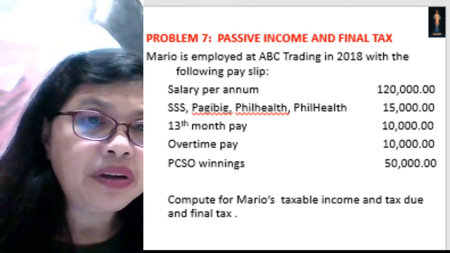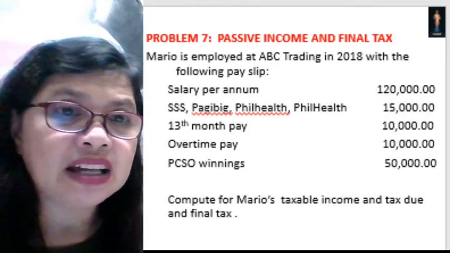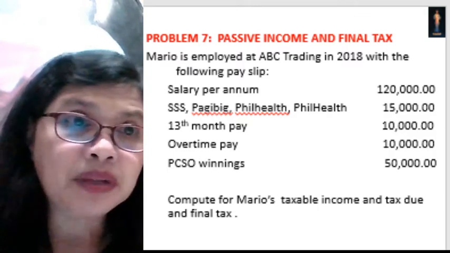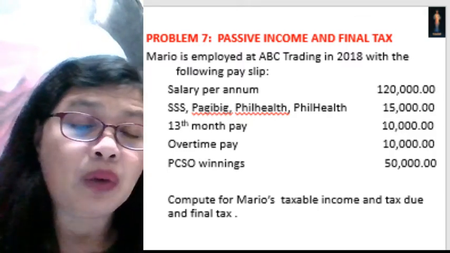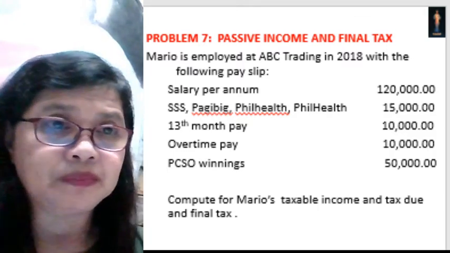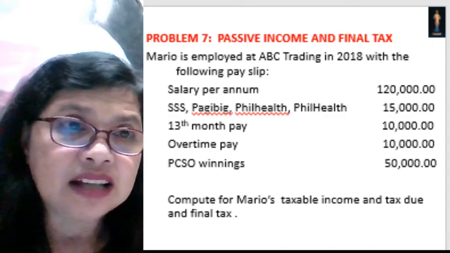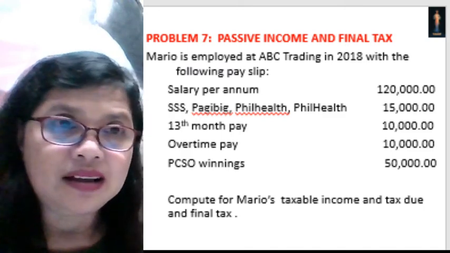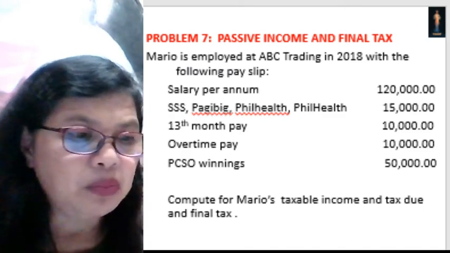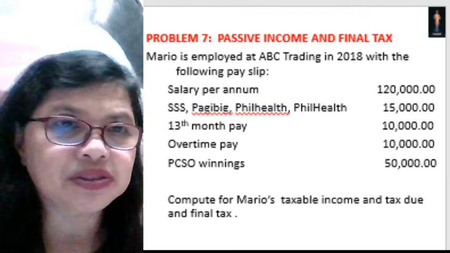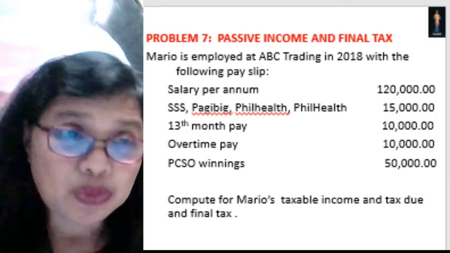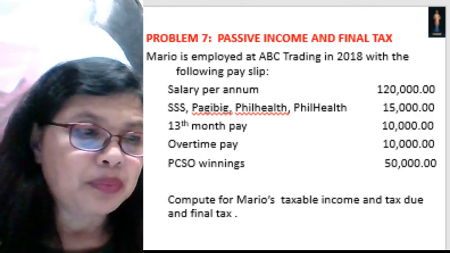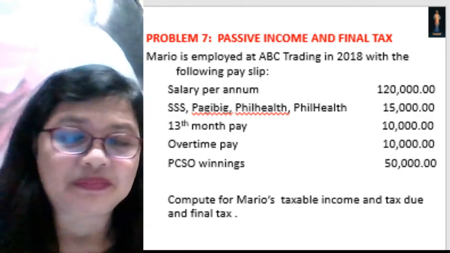And then you will notice there is PCSO winnings. What is PCSO winnings? Is that a normal income? No, it is what you call a passive income. Passive income has a tax rate of how much? So that's the problem. PCSO winnings has how much interest rate? No, not interest rate. Tax rate. It is 20%. Correct. So now you can solve your problem number 6.